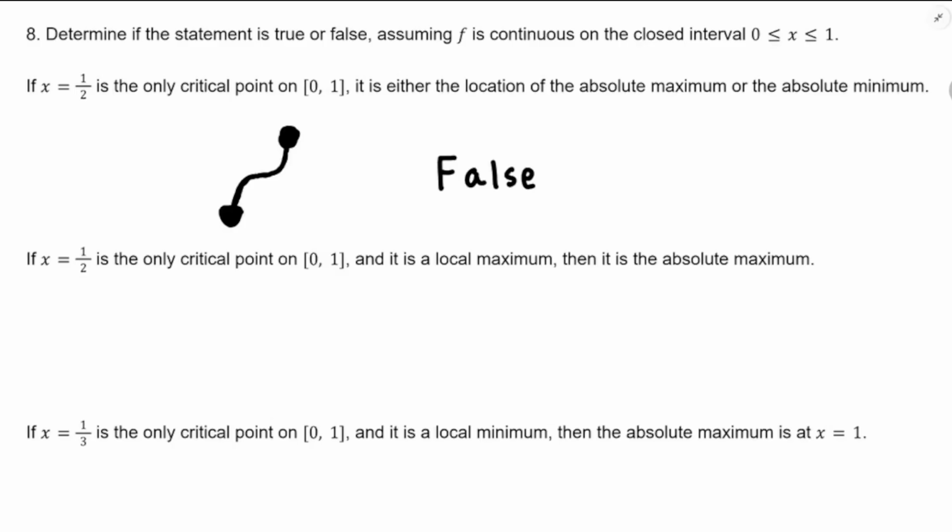If it's the only critical point and it's a local maximum, it could be sharp or it could be smooth. And it's a local maximum, and it's the only critical point, and the function's continuous. I'm not going to be able to turn back and go any higher than that. This one is true.